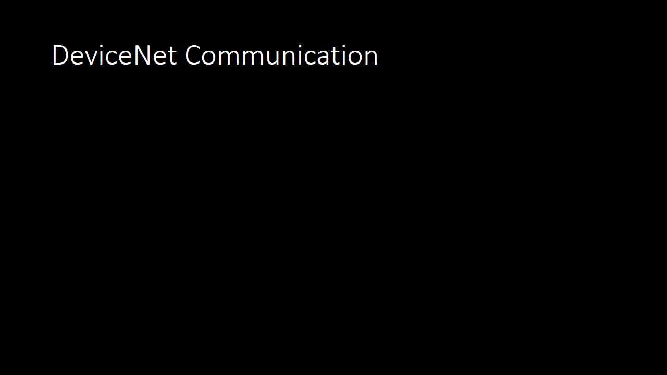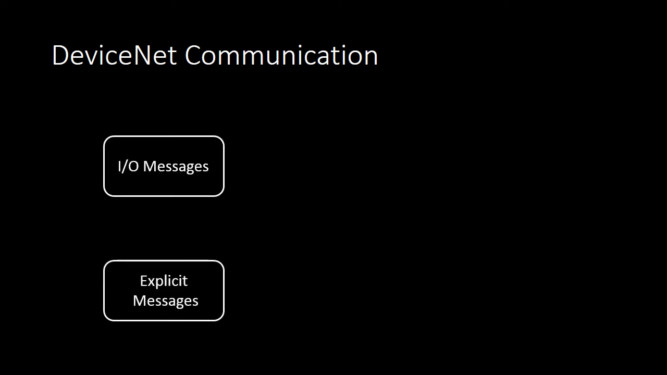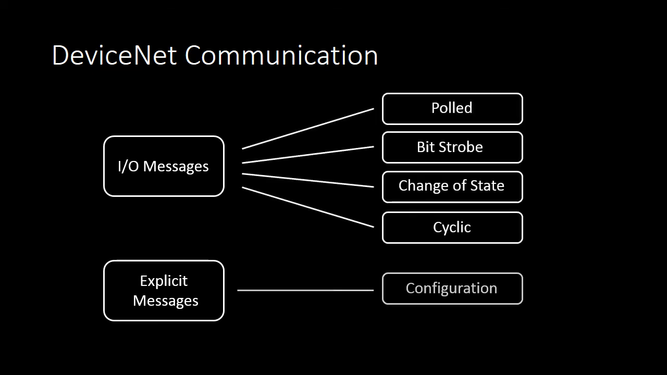DeviceNet protocol has two basic types of messages, I/O and explicit. Each one represents a specific type of data. I/O messages move data according to priority between one or more devices. These messages have four different methods of exchange.